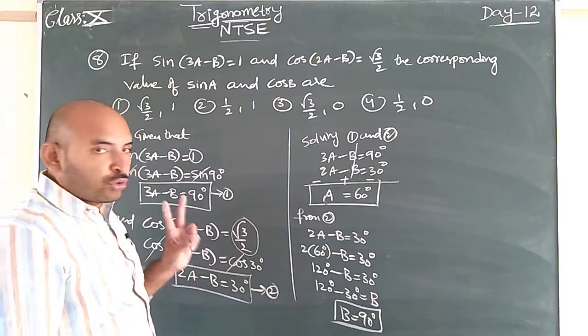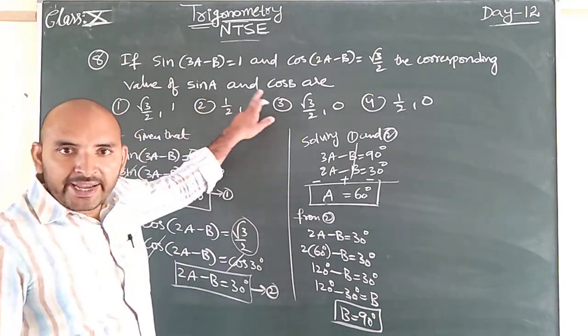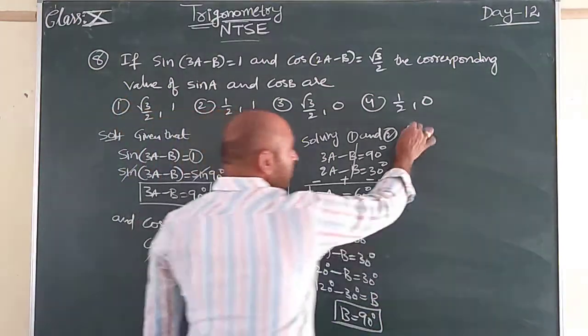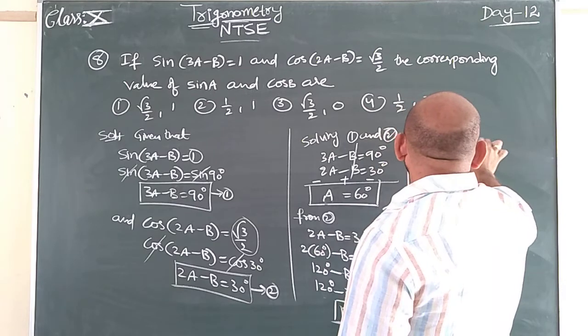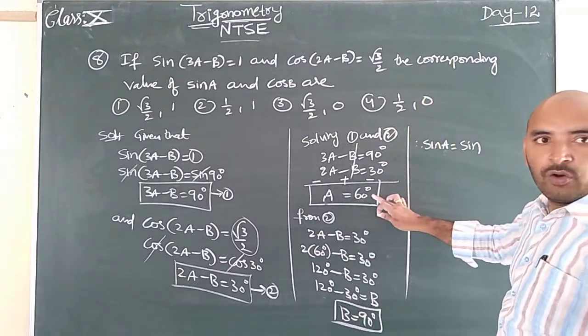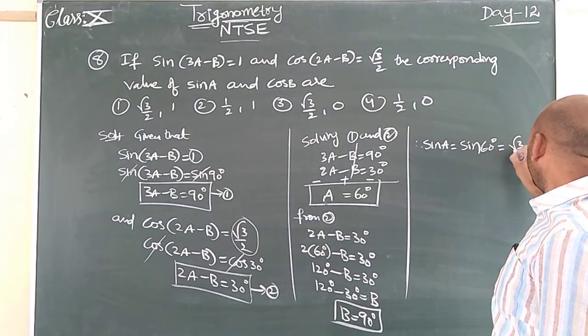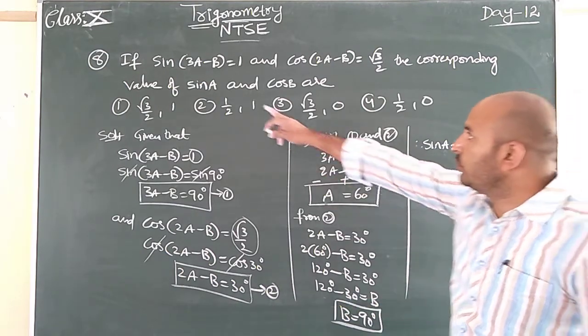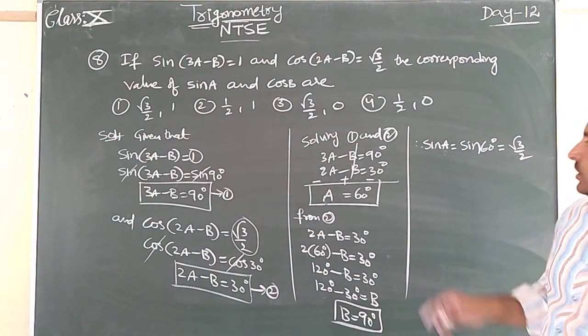So clearly we have the two angles. Why are we finding a and b? I want sin a and cos b. Therefore, sin a is equal to sin of what? The value of a is 60 degrees, and sin 60 is root 3 by 2. So sin a is equal to sin 60, that is root 3 by 2.